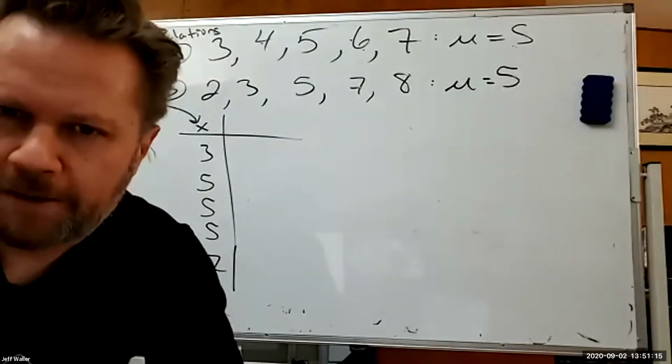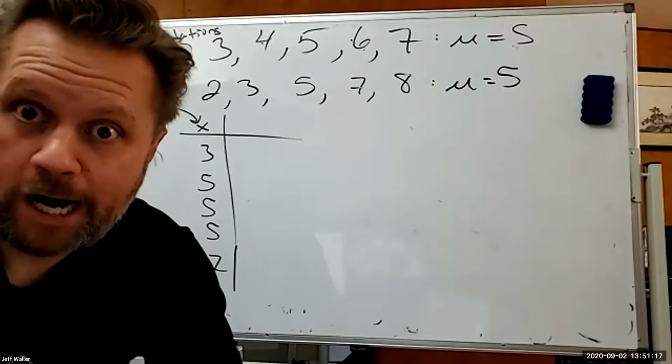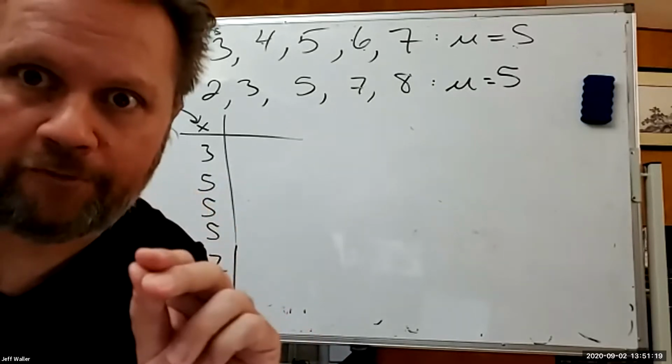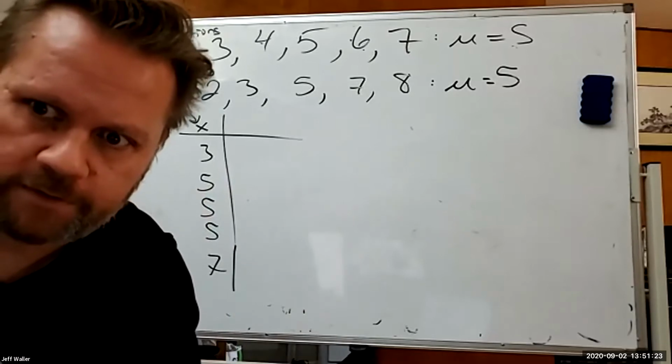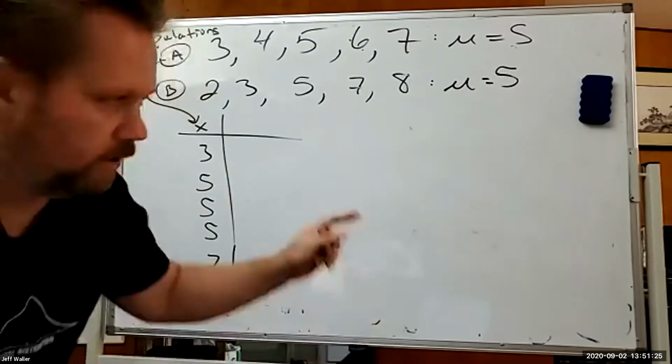Okay, maybe. All right, so I want the average distance from the mean to the data points. What do I need to get a list of?